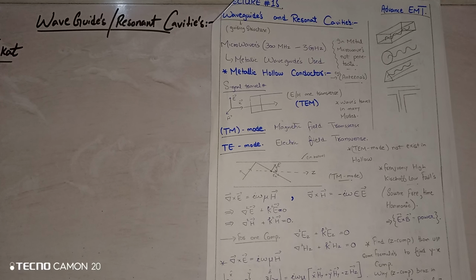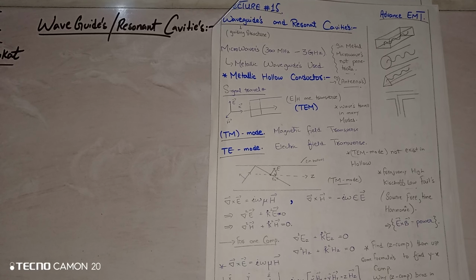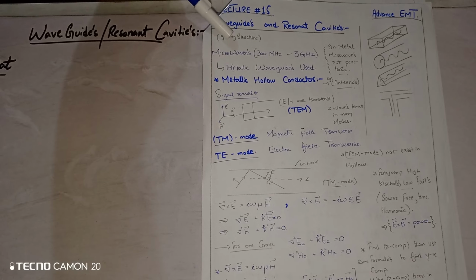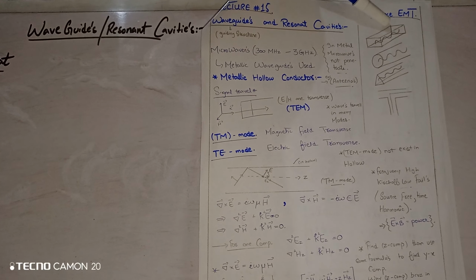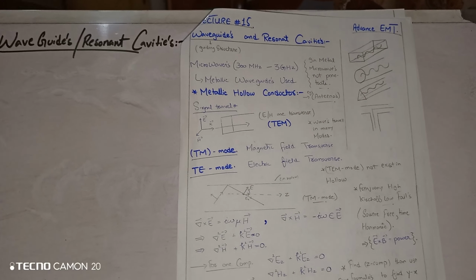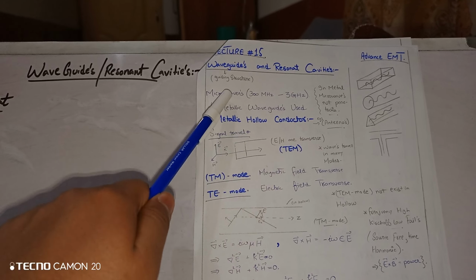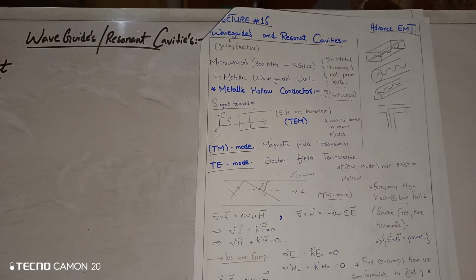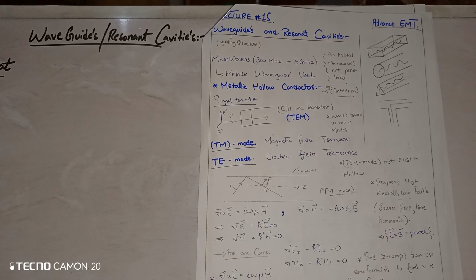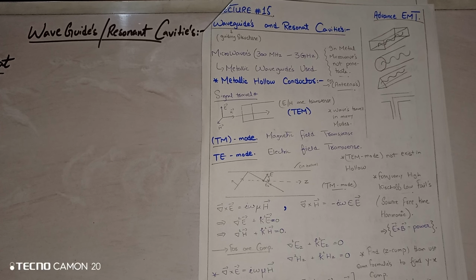So in microwaves, we are going to use metallic waveguides. This is a metallic waveguide. In microwaves, we use only metallic waveguides, not cylindrical, not triangular, not T-shaped. Why do we only use metallic waveguides in microwaves? Because in metals, microwaves do not penetrate, so there is less energy loss.